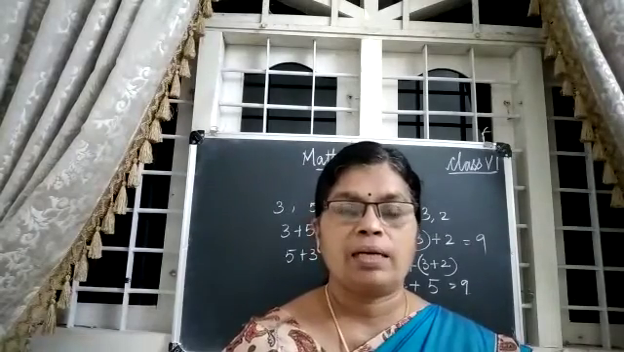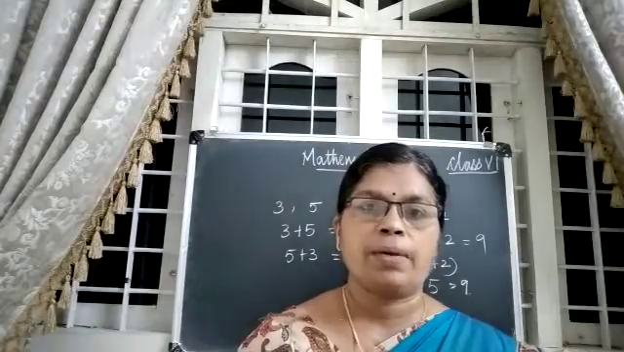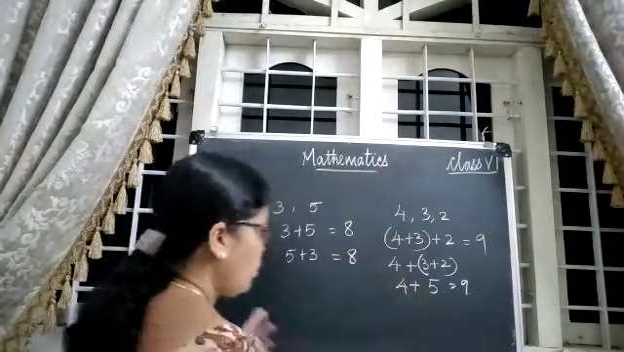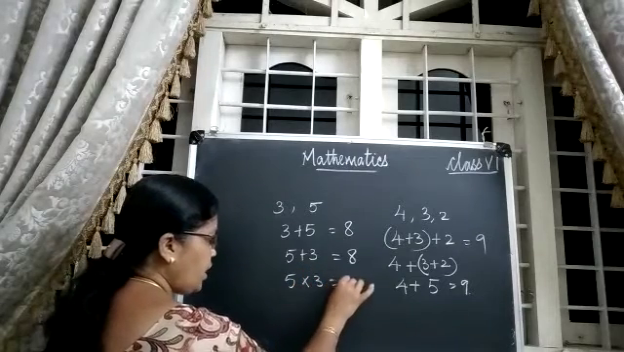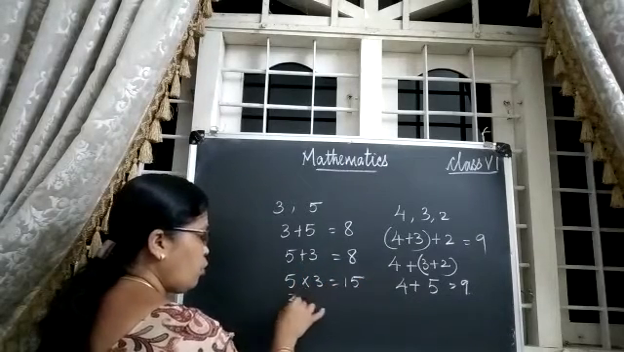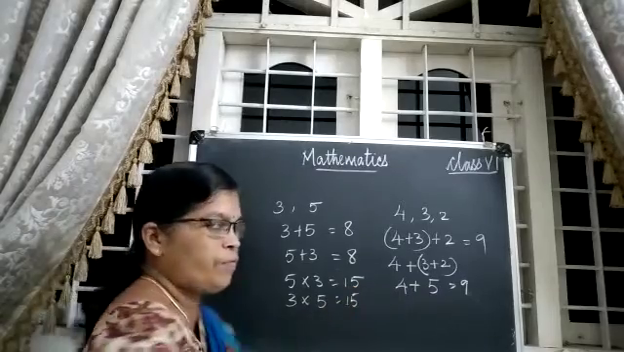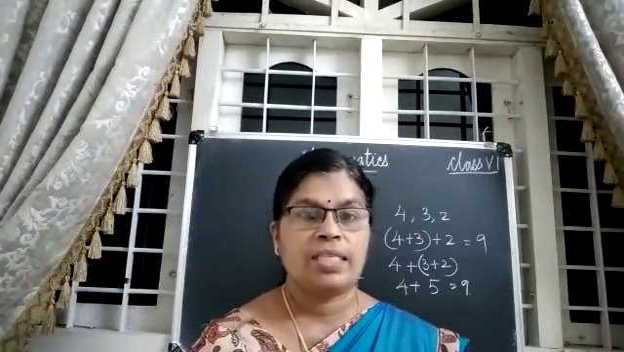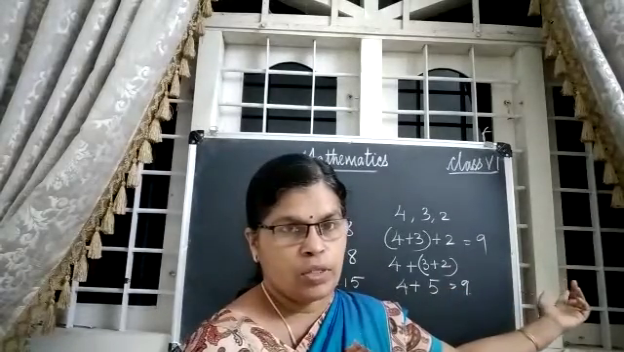The same thing we studied with multiplication also. That is, two numbers can be multiplied in any order, and the product remains the same. Here you see 3 and 5. 5 into 3 we get 15. Then 3 into 5 is also 15. Right? So 3 into 5 and 5 into 3. This is the commutative property and this is the associative property.